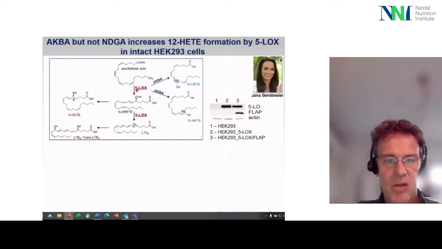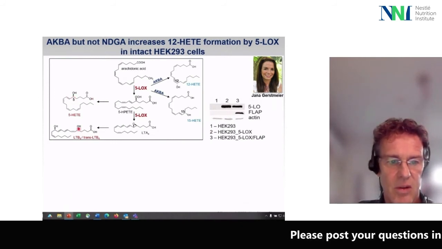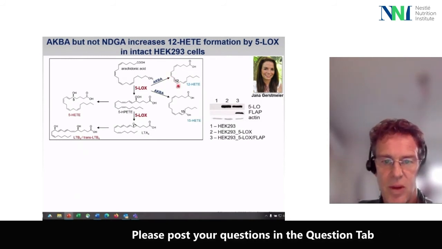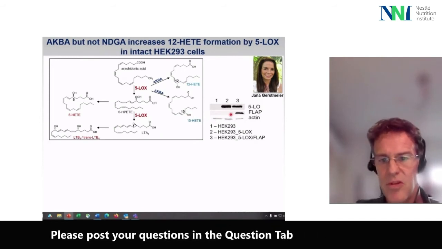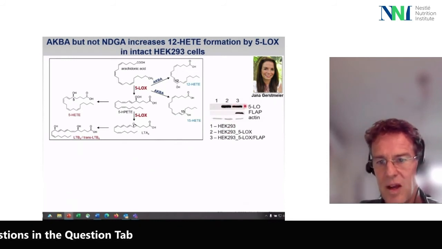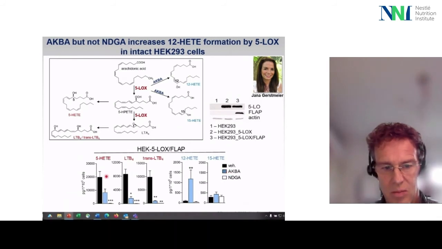So that means 5-LOX, that usually incorporates oxygen at the 5 position here to give 5-HETE and leukotrienes, in the presence of AKBA would incorporate oxygen at this position, at 12 and 15. And we tested that by transfecting HEK cells that have no lipoxygenase, no LOX, with 5-LOX and FLAP. And then you can clearly see that AKBA in blue blocks formation of the 5-hydroxylated products, but elevates in fact 12-HETE formation and also 15-HETE, whereas another direct active site inhibitor does not do the same.